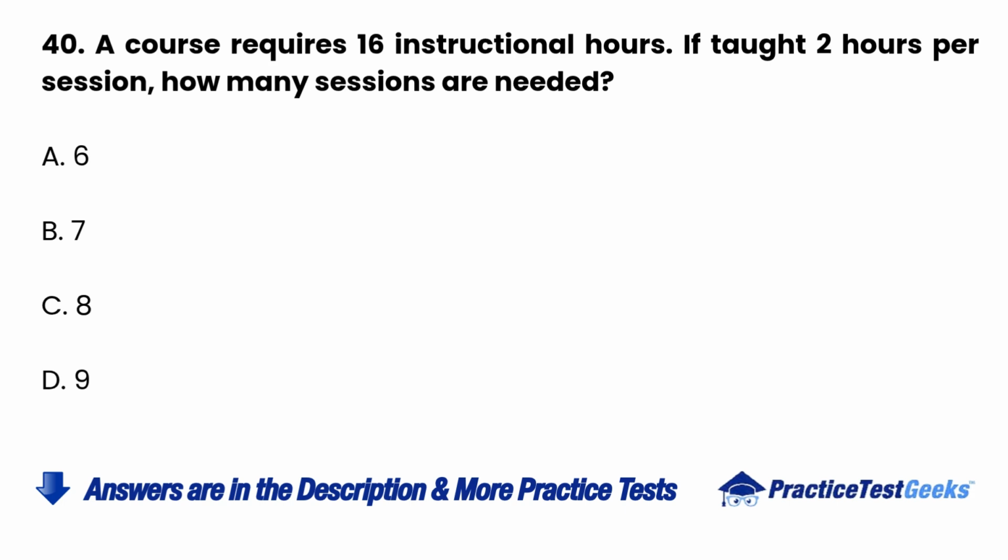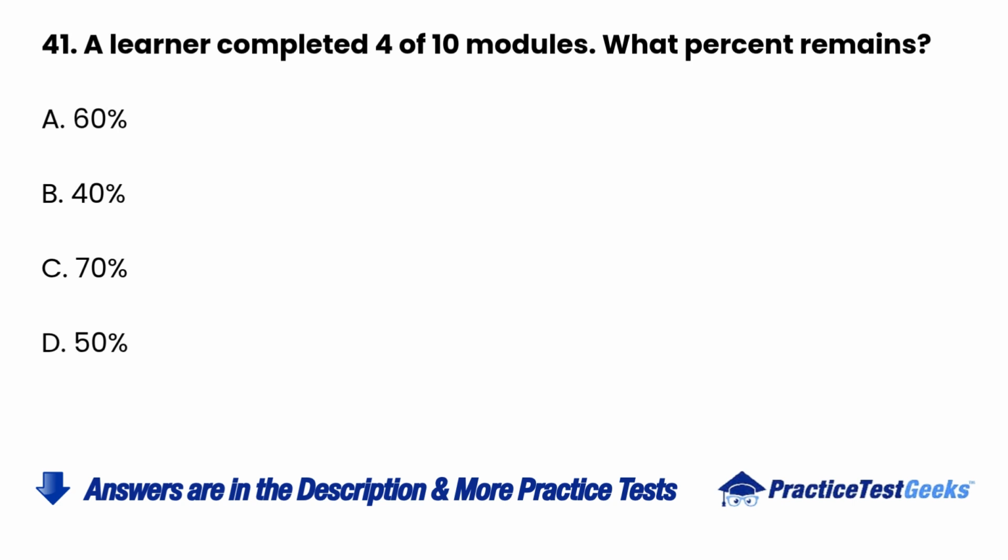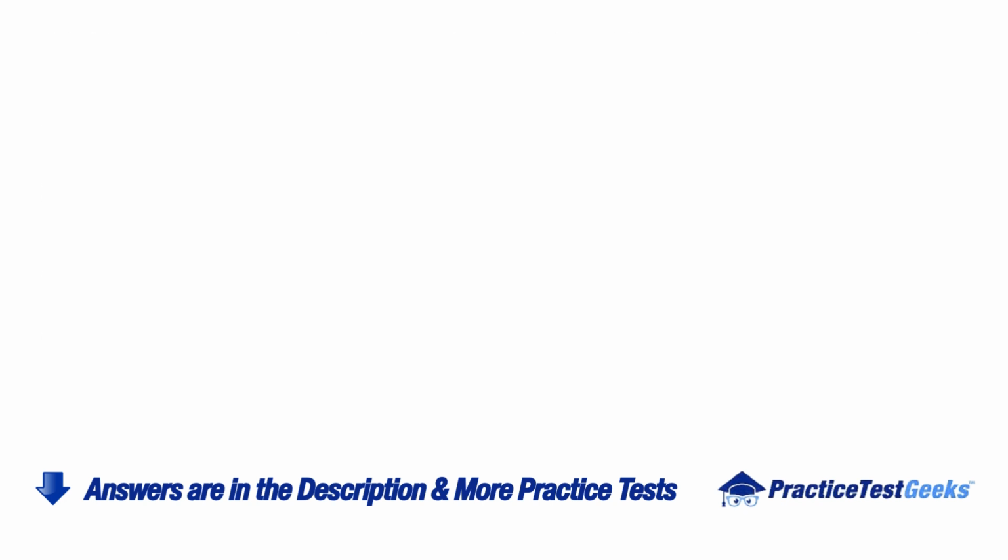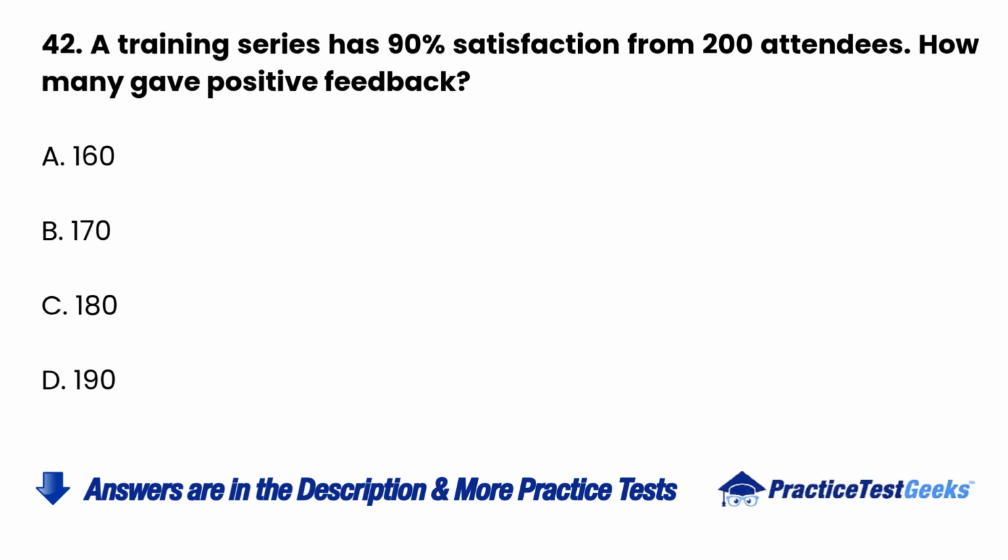41. A learner completed 4 of 10 modules. What percent remains? A. 60%. B. 40%. C. 70%. D. 50%. 42. A training series has 90% satisfaction from 200 attendees. How many gave positive feedback? A. 160. B. 170. C. 180. D. 190.